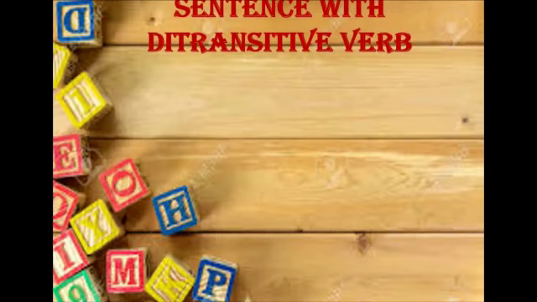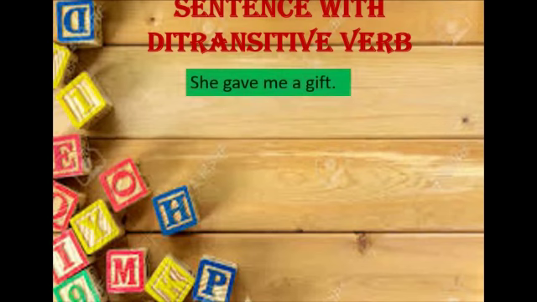Okay, now let's discuss sentences with a ditransitive verb. Ditransitive means a verb which takes two objects, a direct object and an indirect object. For example, she gave me a gift. She gave what? She gave a gift, the direct object. To whom? To me, so the indirect object. So there are two objects. Let's see how to change this.